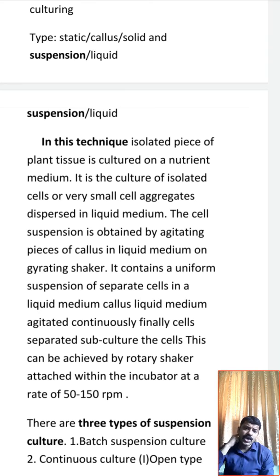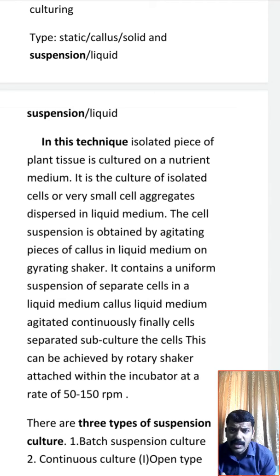Now we will see two type of culture: static, that is solid or callus, and second is suspension or liquid culture. So static means there is no movement of the explant, it will be fixed in a petri dish in a solid agar media. On the other hand, in suspension culture, there will be continuous swirling or agitation using rotary shaker in an incubation manner.